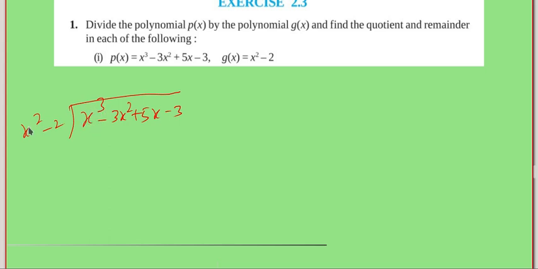It is x cube, and the divisor has the highest degree x square. So with x square, if you multiply by x we will get x cube. So that x should be here. Likewise we have to match this. That means x cube.